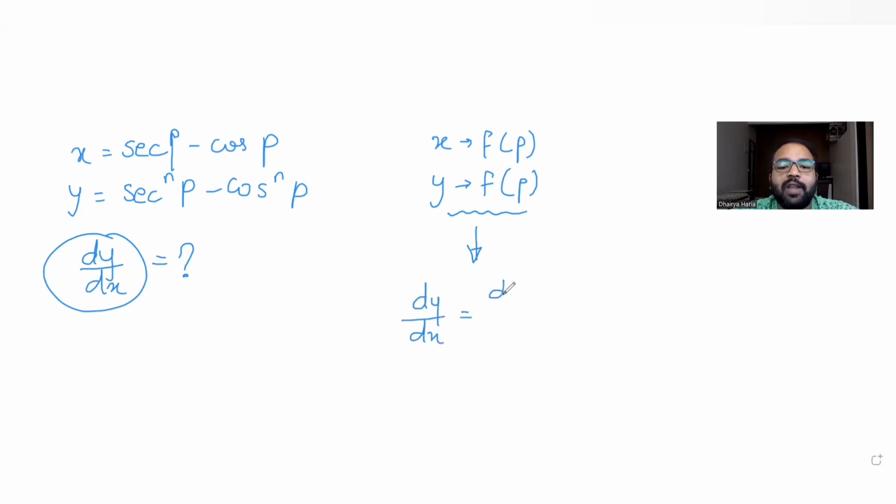I can write dy by dx as dy by dp upon dx by dp. So I can find the separate derivatives for y as well as x with respect to p, right? So first of all, let's do that. We'll find dy by dx and then we'll see which option matches with the four options given to us in the question. So y is given to me as sec p raised to n minus cos p raised to n.